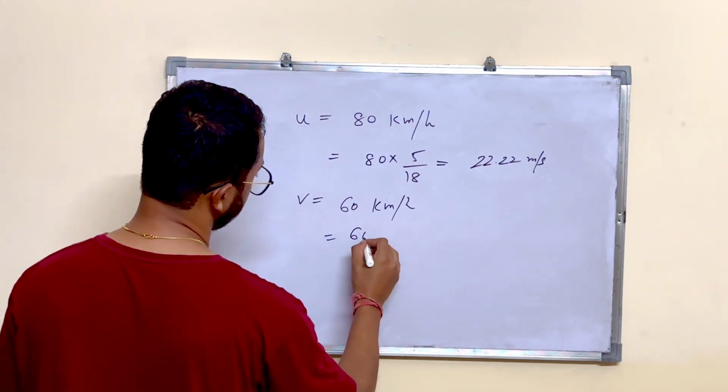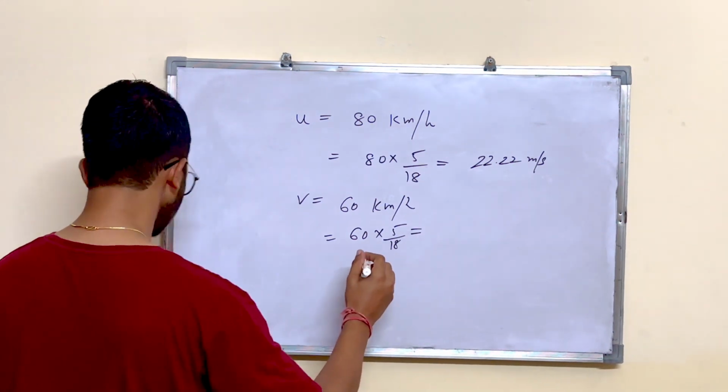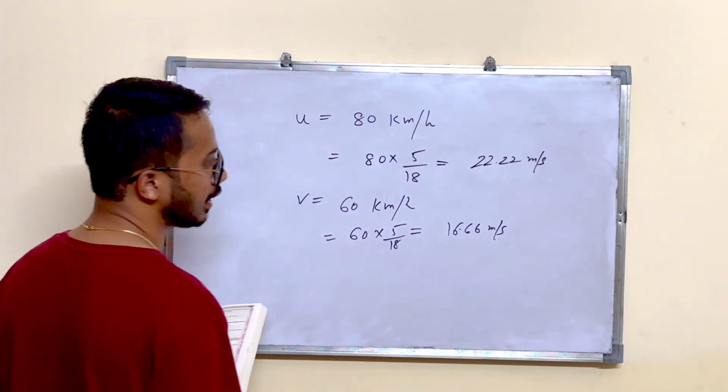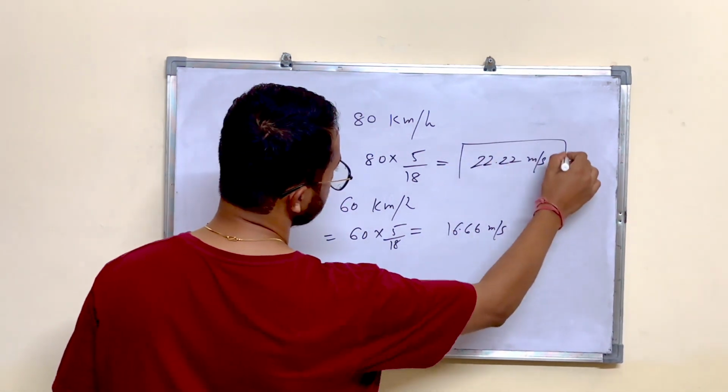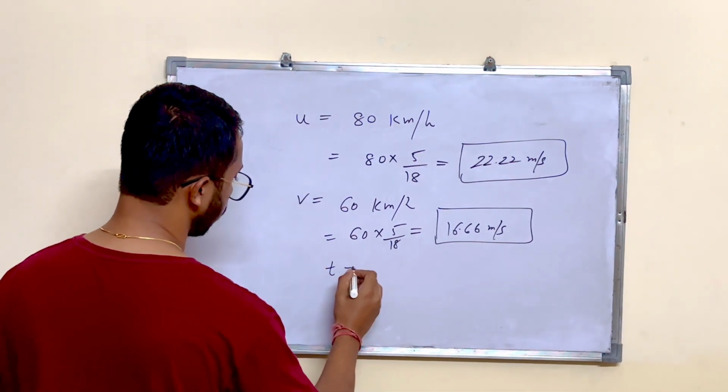Whereas final velocity has been given as 60 km per hour. So again converting into meter per second, 60 into 5 by 18, this will give us the value 16.66 meter per second. Now as you can see, we have initial velocity now, we have final velocity, and time has already been given to us as 5 seconds.